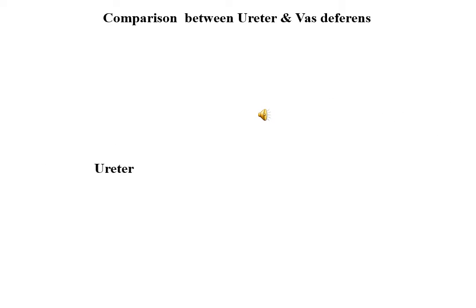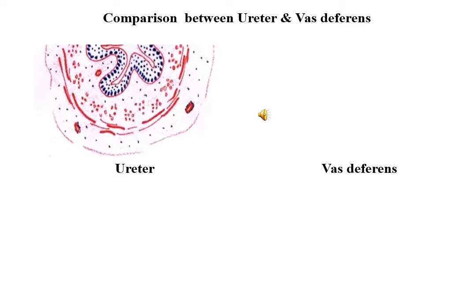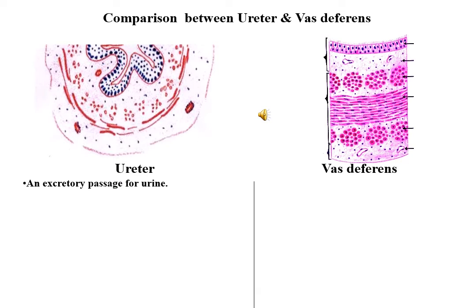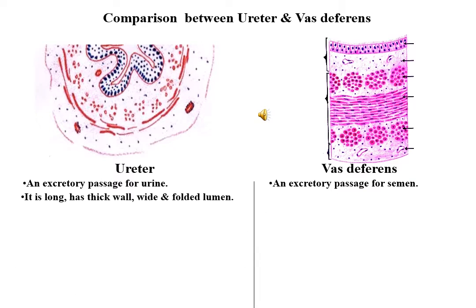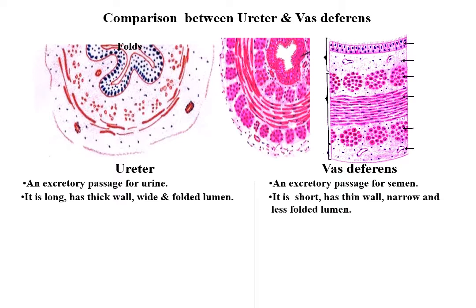Comparison between ureter and vas deferens. Ureter is an excretory passage for urine, while vas deferens is an excretory passage for semen. Ureter is long, has thick wall, wide, and folded lumen, while vas deferens is short, has thin wall, narrow, and less folded lumen. Structure. Ureter is composed of mucosa, musculosa, and adventitia.